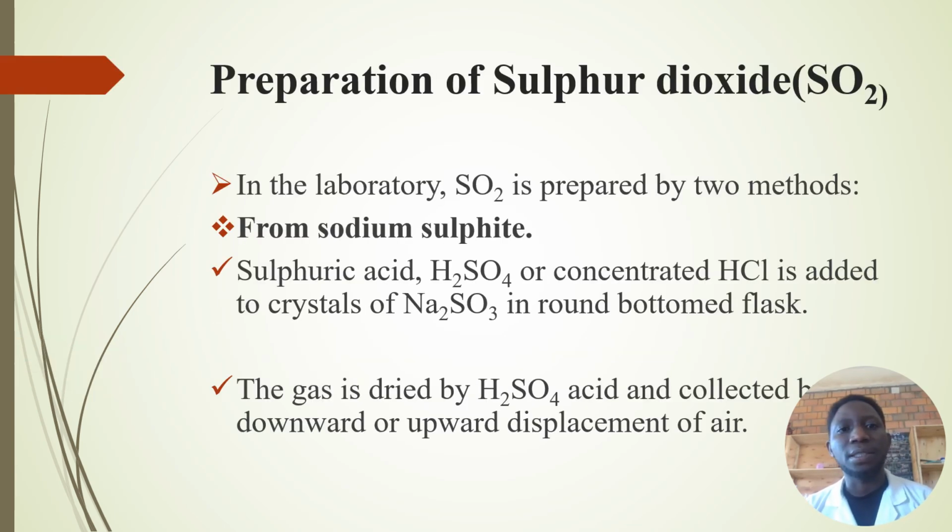Preparation of sulfur dioxide. In the laboratory, sulfur dioxide is prepared by two methods. One, from sodium sulfite. Two, from copper turnings. Here, from sodium sulfite, sulphuric acid or concentrated hydrochloric acid is added to crystals of sodium sulfite in a round-bottomed flask. When we say crystals, remember this salt is in a solid state. The gas is dried by sulphuric acid and collected by downward or upward displacement of air.